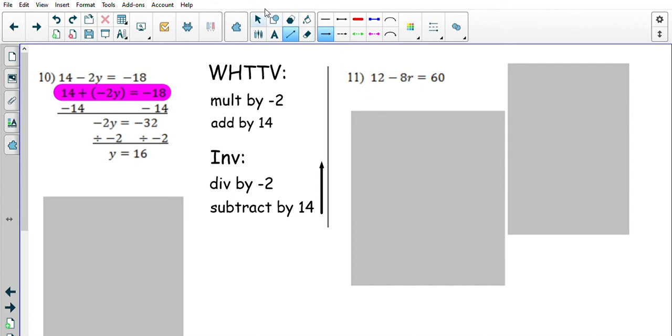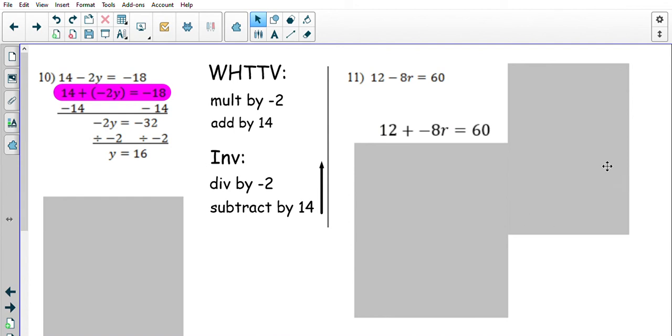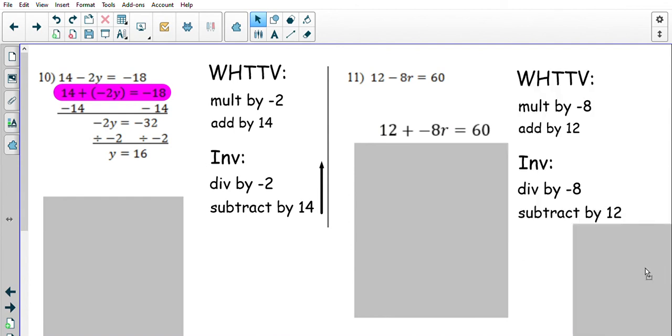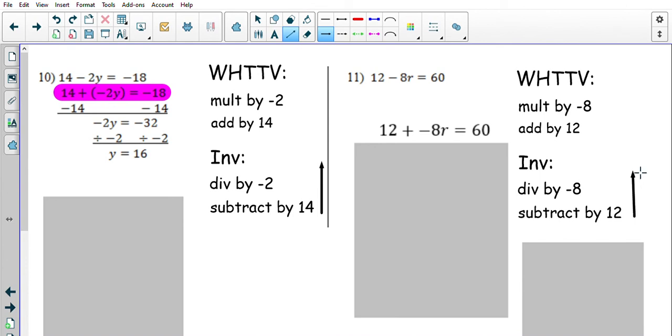All right, in number 11, I'm going to strongly suggest you rewrite this as 12 plus negative 8r equals 60. What's happening to the variable is we are multiplying by negative 8 and adding by 12. The inverse of multiplying by negative 8 is to divide by negative 8. The inverse of adding by 12 is to subtract by 12. So we want to work in reverse order. That means that we are going to subtract by 12 on both sides first.